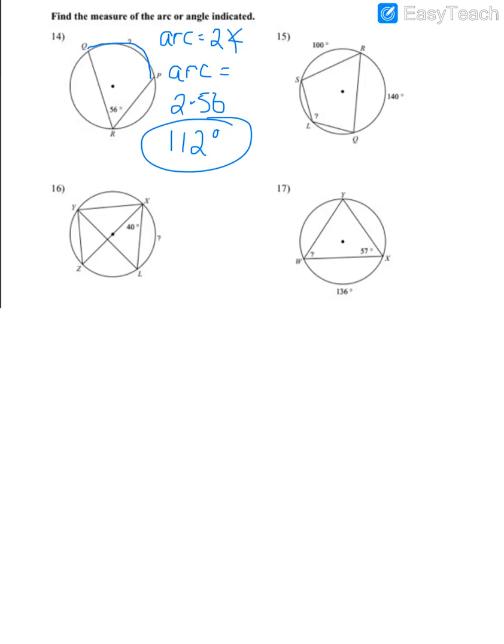And then the next one, we need to find the angle. So we know the arc. We can still use the same formula. I'm just going to go down here. So the arc is 2 times the angle.